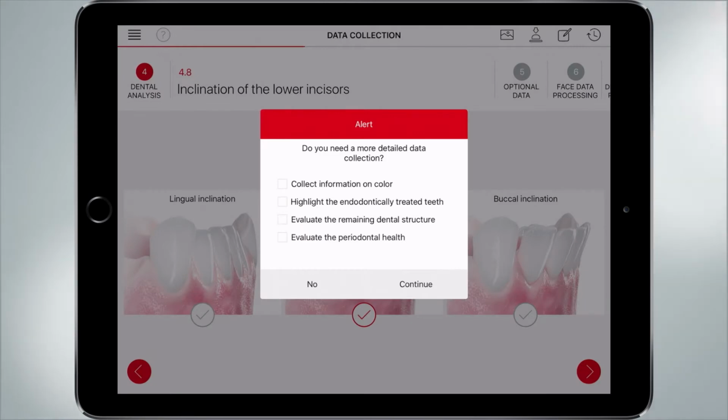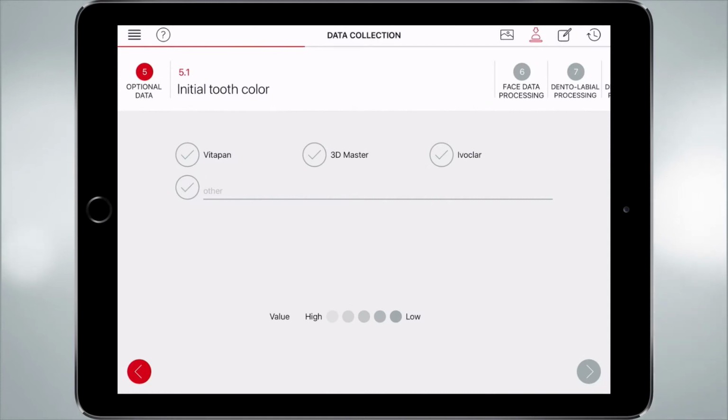Now, we push the button to go ahead, the red arrow, and you see that we have some steps that can be collected. Do you need more detailed data collection? You can have more information on color, endodontically treated teeth, the remaining tooth structure, or also periodontal health. So we can push continue. At this point, we can collect all this data. That is optional data, so you can use it or not. It depends on you. In this case, we are showing you in order to have a better explanation of what we do.